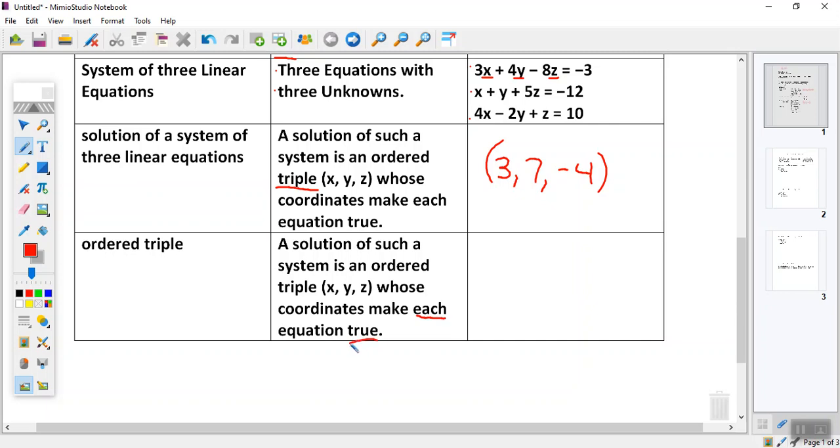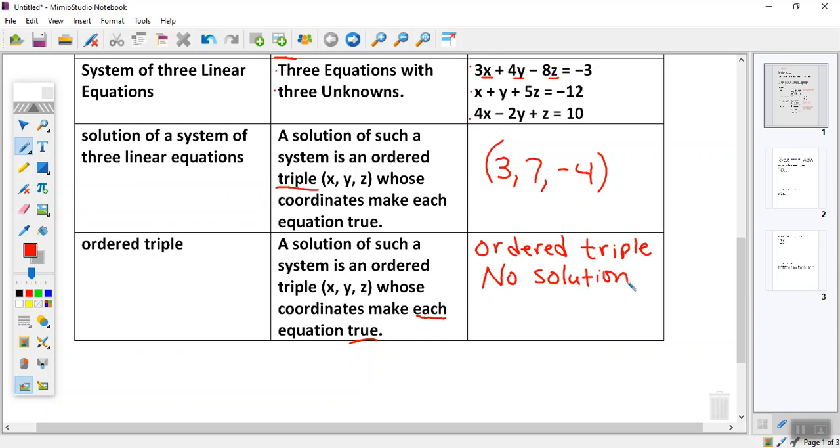Now I will tell you guys today, there might be times where we run into an ordered triple, like we wrote up top, but there's also going to be times when we do this that there's no solution.